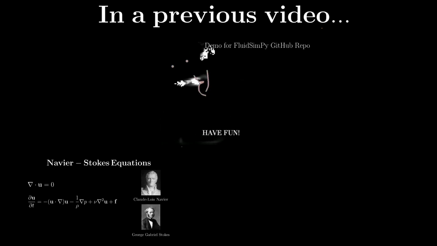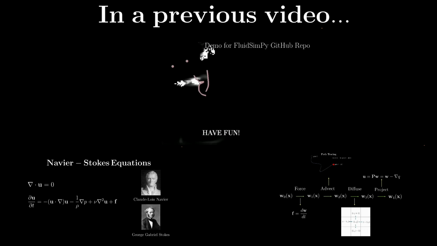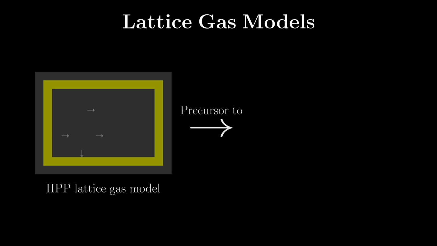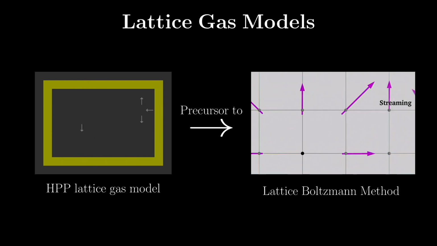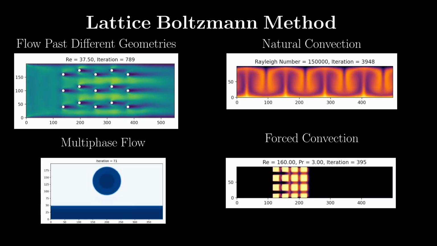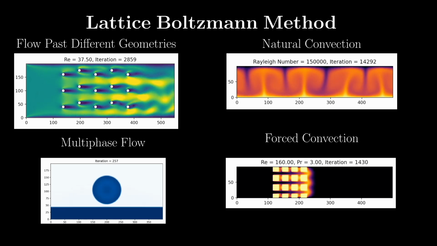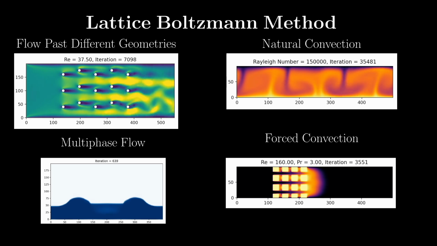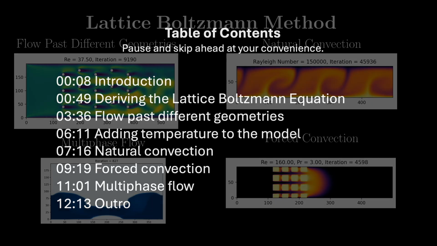There are multiple ways to simulate fluids. In a previous video, we simulated fluids by solving the Navier-Stokes equations using the stable fluids algorithm by Stam. A completely different approach is to instead model fluids as a lattice gas. In this video, we will explore one such method known as the Lattice Boltzmann Method, applying it to simulate interesting physical phenomena such as flow past different geometries, different modes of convection, and multiphase flow.